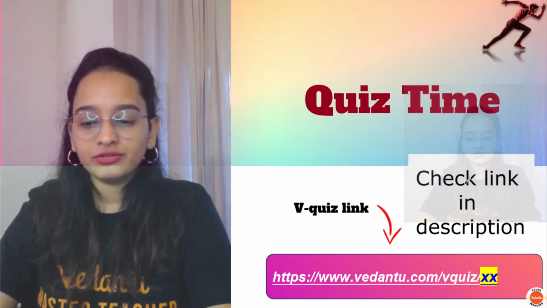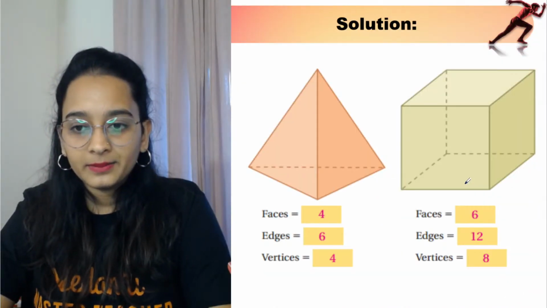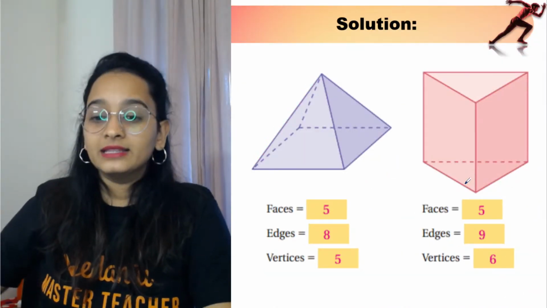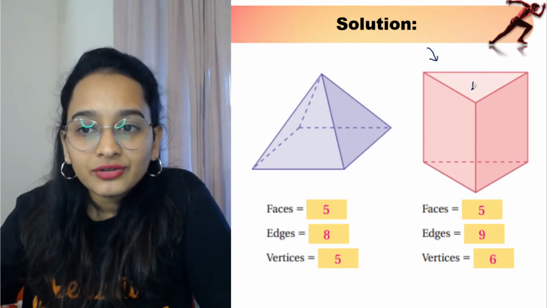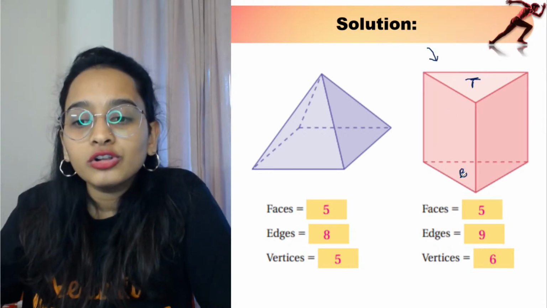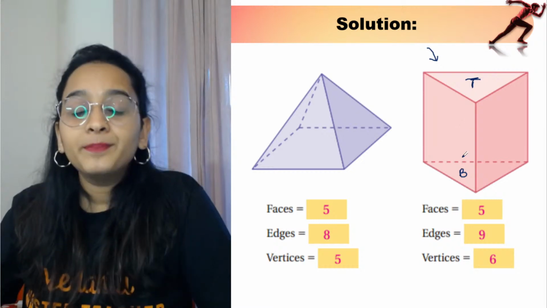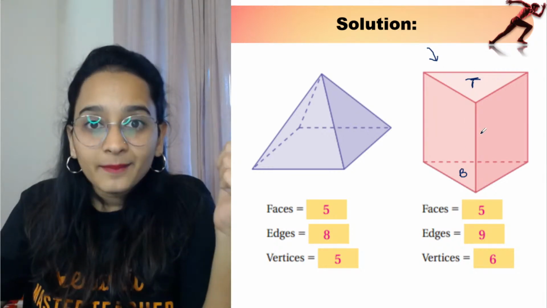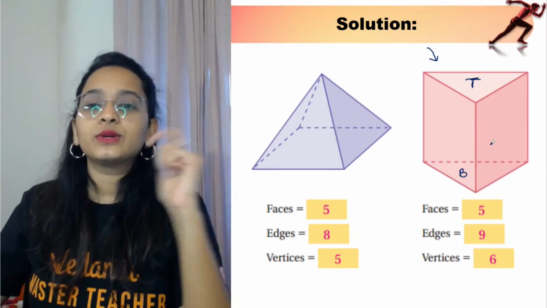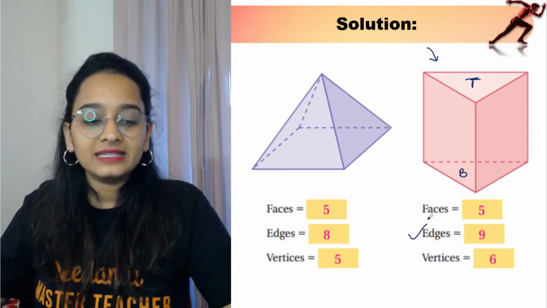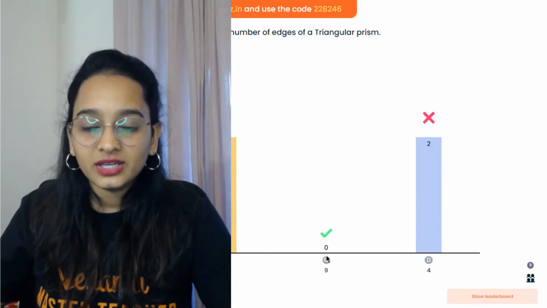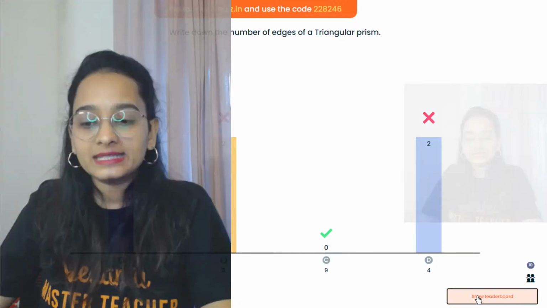Now, let me show you a triangular prism. This is our triangular prism because the base is a triangle and the top is also a triangle, right? The base and the top are the same, are congruent. So you can say that it is a prism. So how many edges does it have? It has 9 edges. Please be very careful next time.